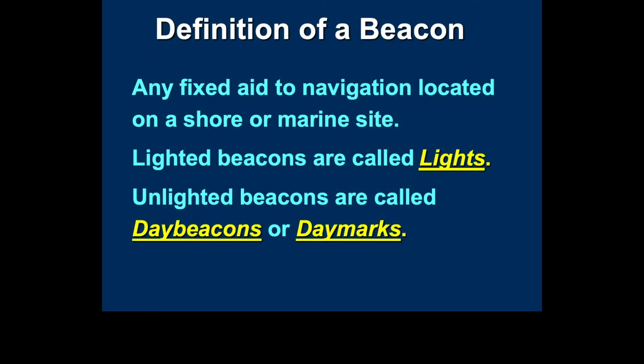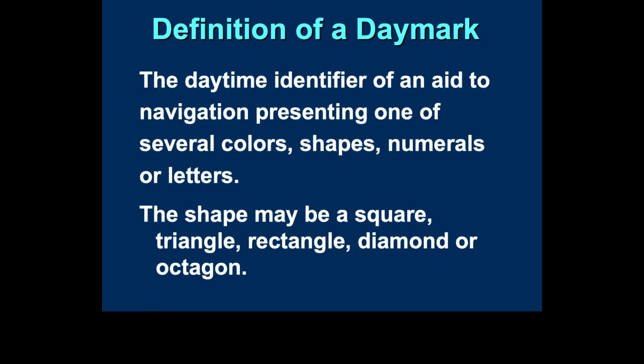A beacon is any fixed aid to navigation located on a shore or marine site. Lighted beacons are just called lights. Unlighted beacons are called day beacons or day marks. A day mark is a daytime identifier of an aid to navigation presenting one of several colors, shapes, numerals, or letters. The shape may be square, remember, that's the green side. Triangle, red side. Rectangle. Diamond. Or octagon.